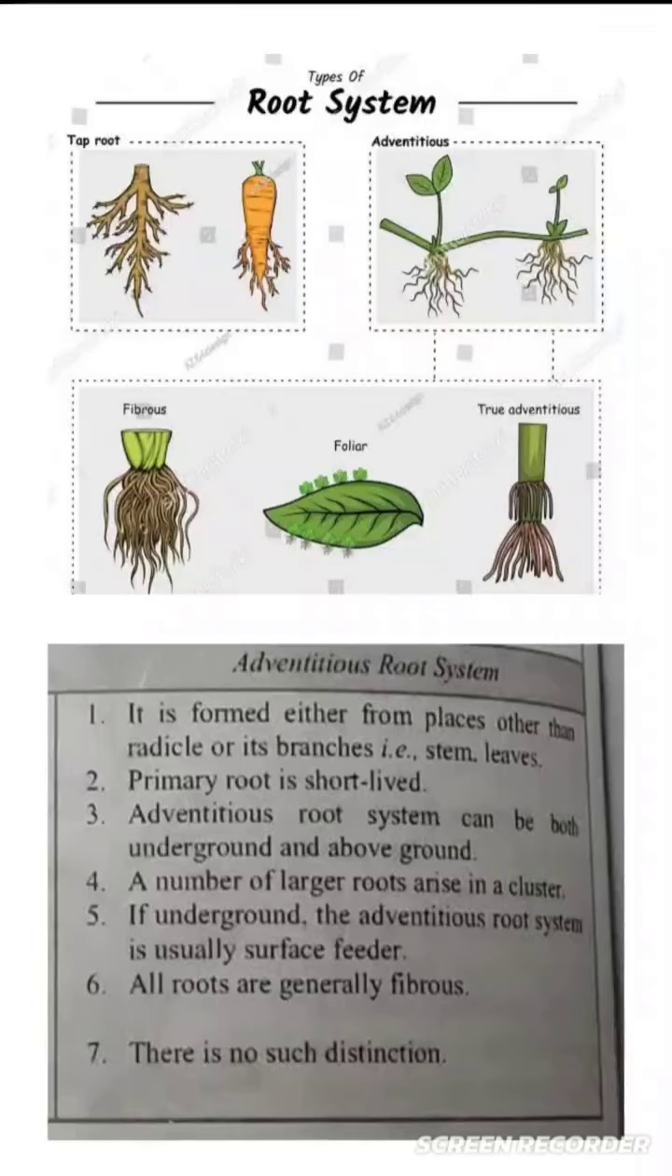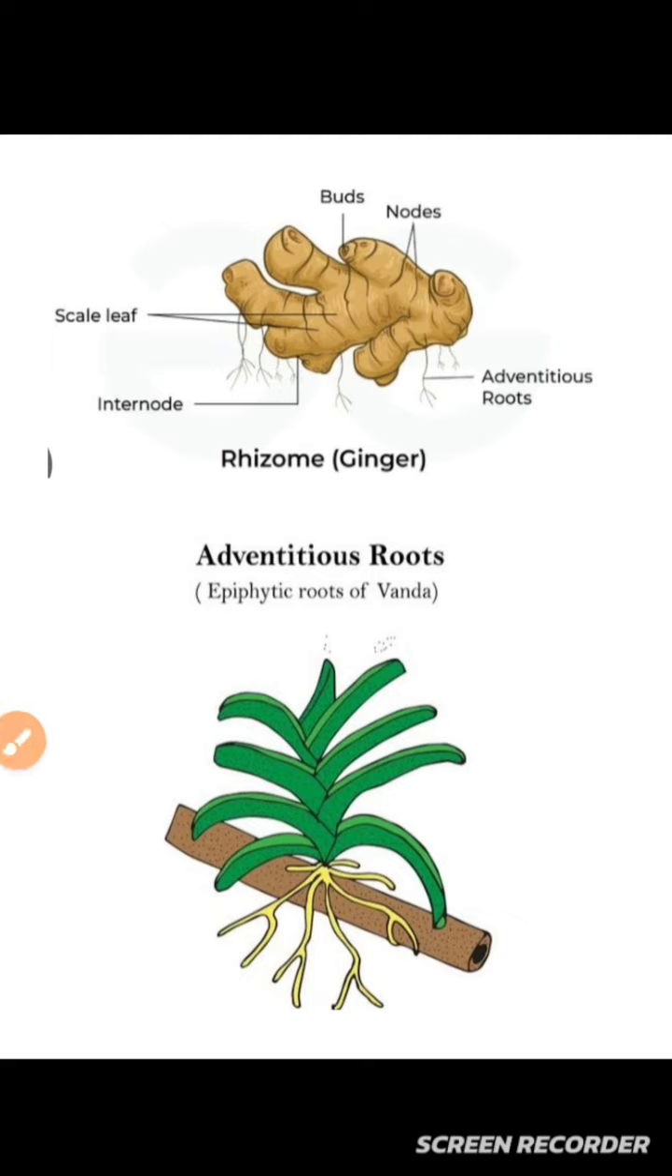So this adventitious root system can be both underground and above the ground. These adventitious roots can develop in both underground or above the ground, which means, for example, in the case of rhizome, these adventitious roots can develop from the rhizome, which is developed under the ground.